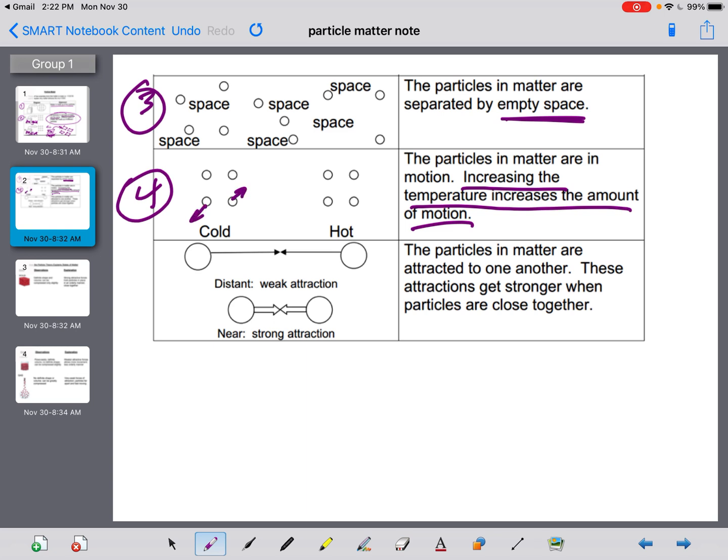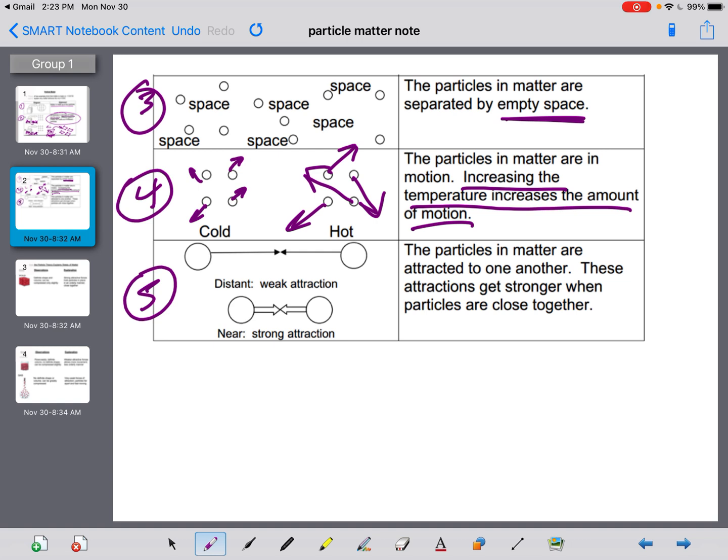I'm just going to use little arrows to represent movement. So here we have cold particles versus hot particles. So I'm just going to use larger arrows to represent more movement. So the warmer the particles are, it's related to how much energy they have. Typically, the higher the temperature, the more movement those particles have. But in general, particles are always moving. The more they're moving is directly related to the temperature that they are.